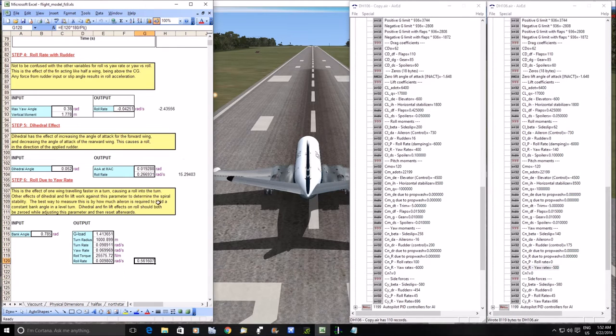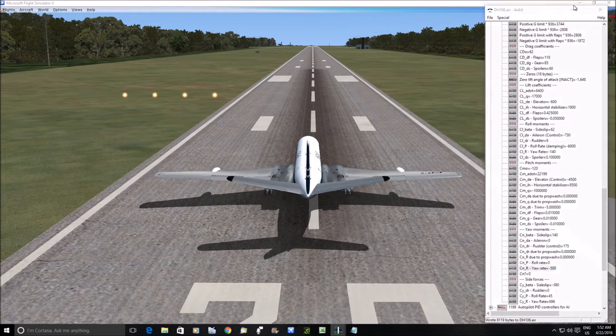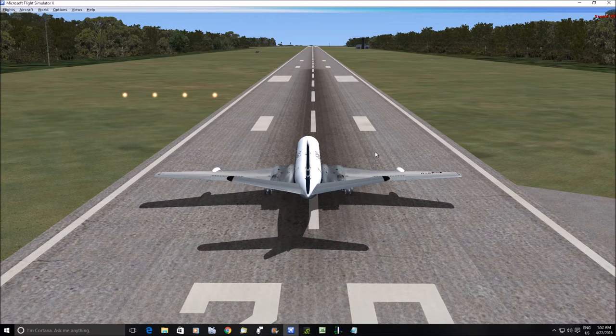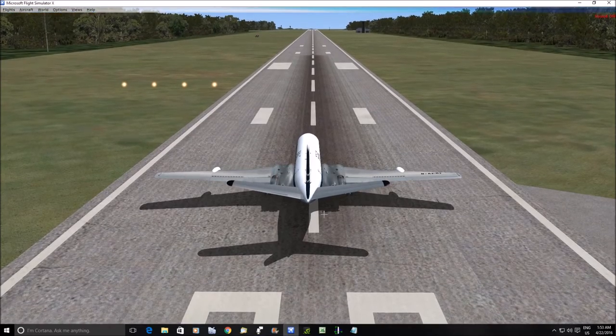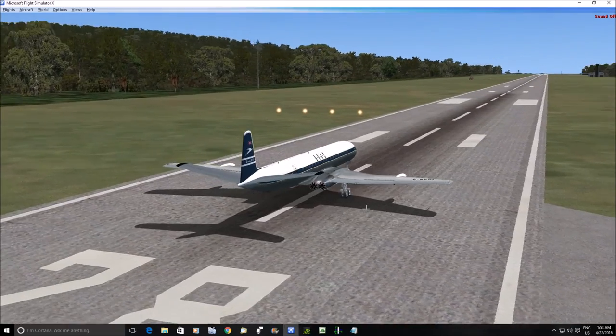And then this effect here, due to yaw rate, that's the effect of one wing traveling faster in a turn. You got not even 1 degree per second there, like half a degree. But what this does is cancel out any tendency to, you know, airplanes are built with dihedral so that it cancels the effect of one wing traveling faster than another and wanting to roll into the turn. So they put a little bit of dihedral in there to cancel that. Not too much, or else the airplane has too much stability there and then it wants to roll back level.